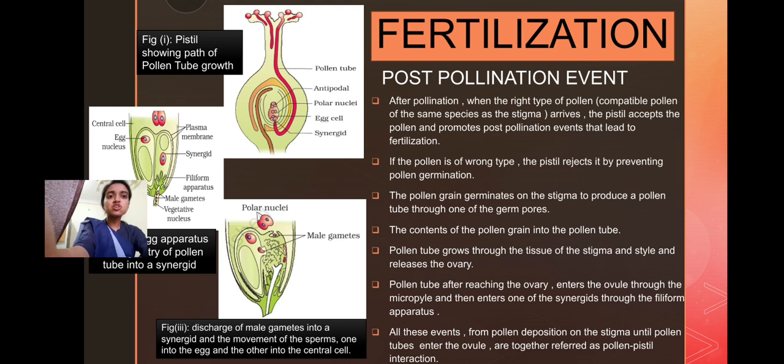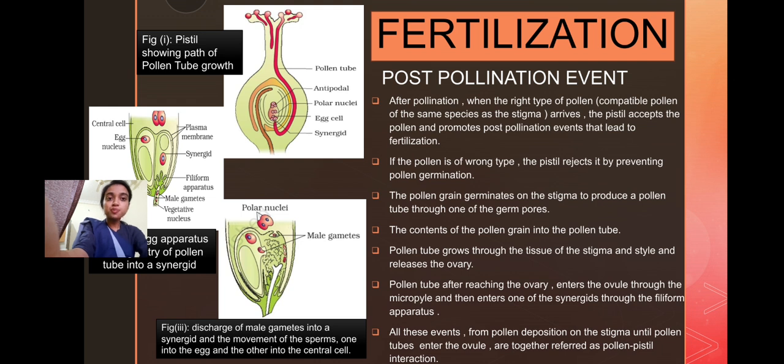If the pollen is of the wrong type, which means the pollen is non-compatible or of a different species from the stigma, then the pistil rejects it by preventing pollen germination. The pollen grain germinates on the stigma to produce a pollen tube through one of the germ pores. The contents of the pollen grain move into the pollen tube.